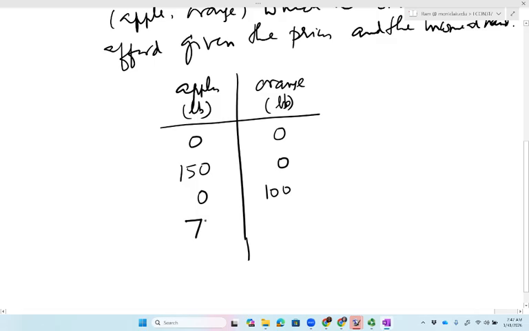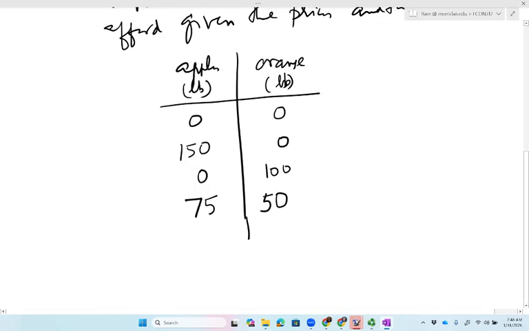So let's see 75 pounds of apple, that is with $2 per pound, 75 pounds of apple, $150 gone. And then 50 pounds of orange with $3 per pound as the price, $150. The remaining $150 is gone as well.